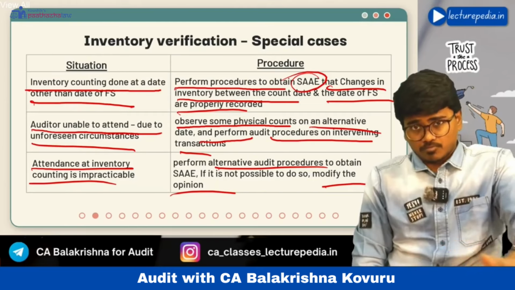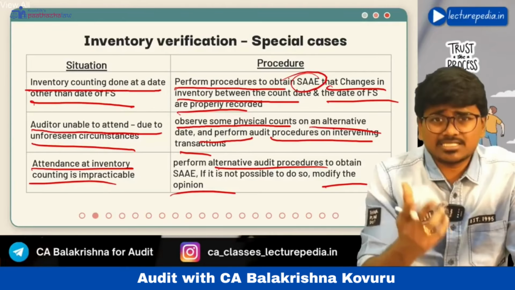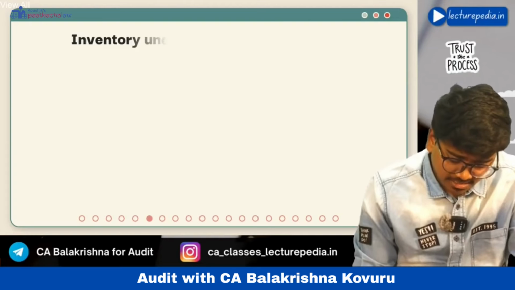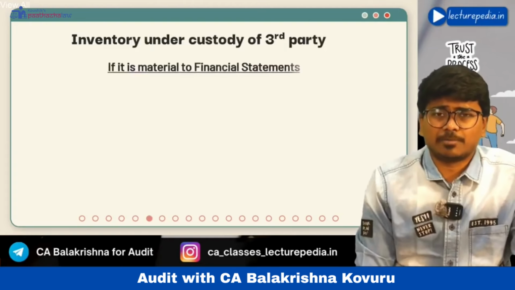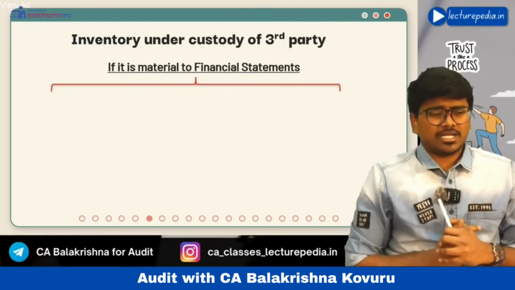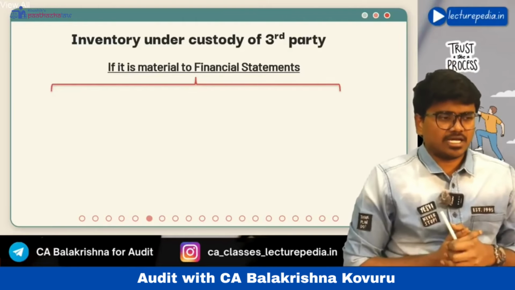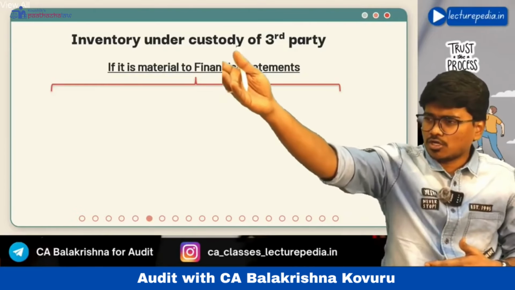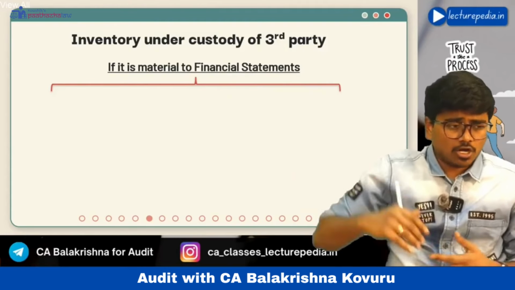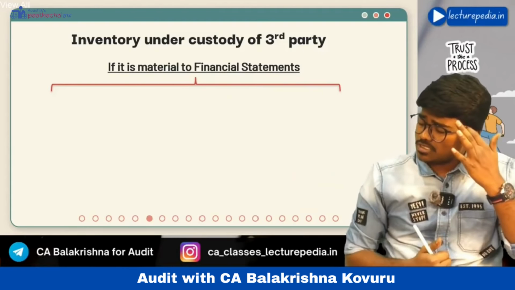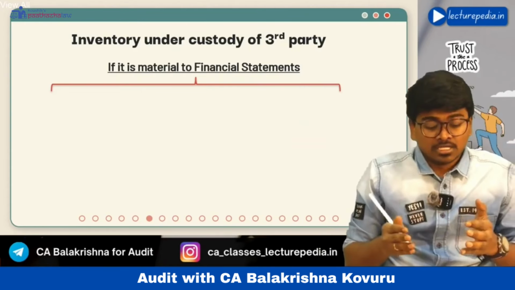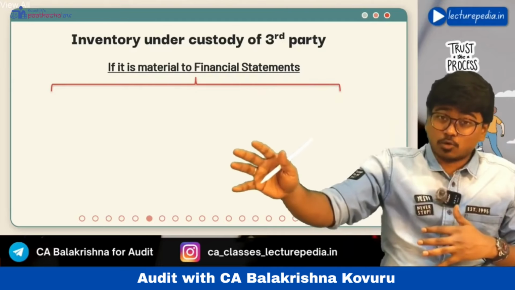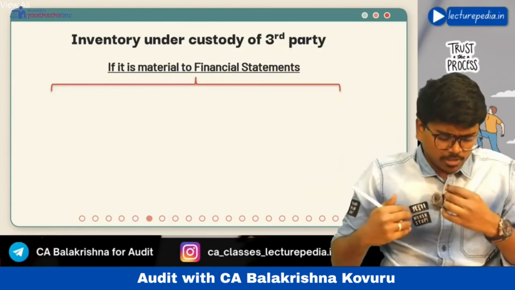Now there is another situation with respect to inventory. Let's say the inventory is under the custody of a third party. The company has sent the inventory on a consignment basis to its branch or to its franchisee, or the entity has sent goods on sale or return basis. So here the inventory is under the custody of a third party, but the ownership of the inventory belongs to the company only.